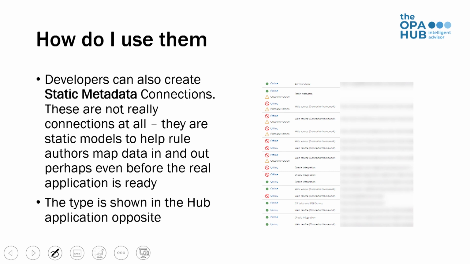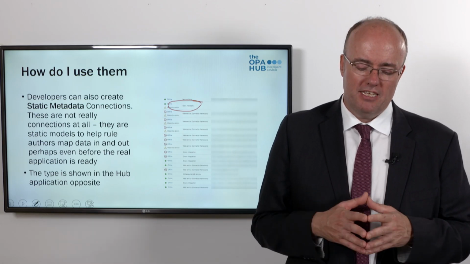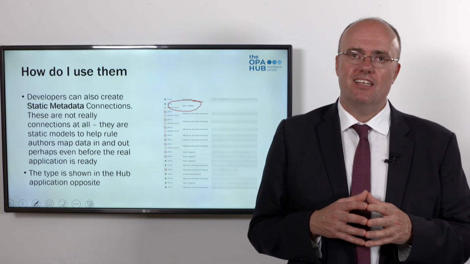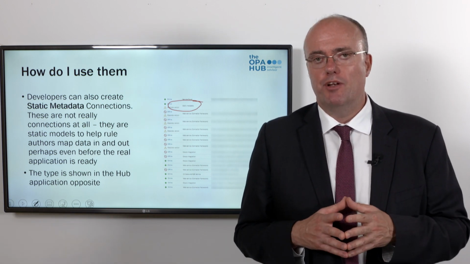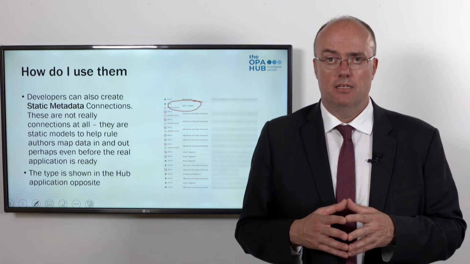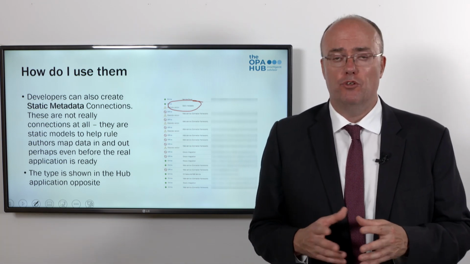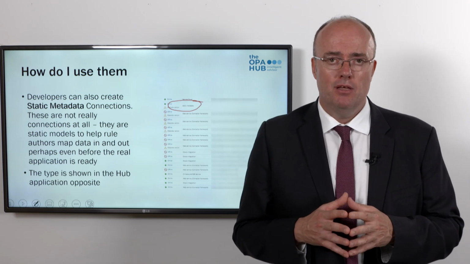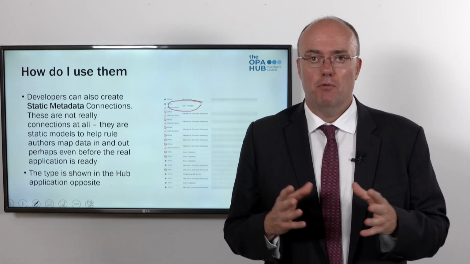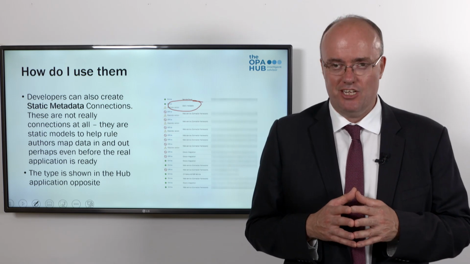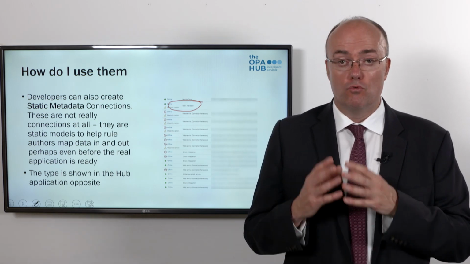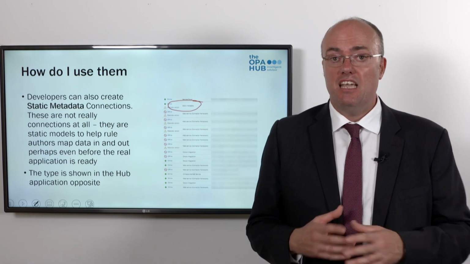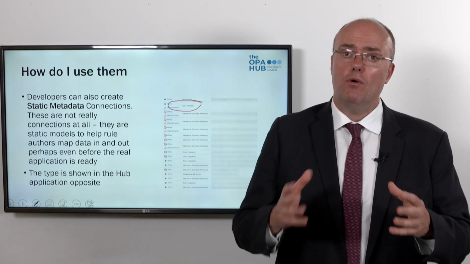One type that we haven't mentioned, which is quite useful, is the static metadata type. It's not really a connection at all. It's a fake connection. Let me give you an example. You are planning to integrate Intelligent Advisor with Engagement Cloud, but Engagement Cloud isn't ready yet. You know roughly what it is you want to integrate with, so the technical team build a fake connection. They build what is known as a static metadata connection, which allows the rule designer, the rule author, to go ahead and map, even though the application isn't ready yet. It can be quite useful.